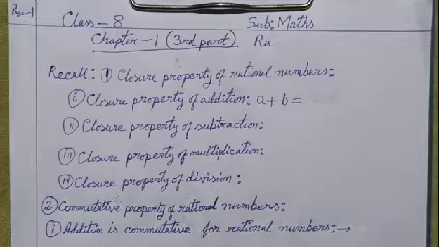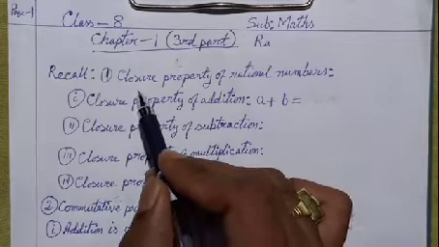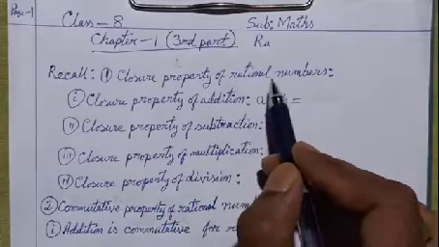Rational number. A rational number is a number which can be put in the form of p by q, where p and q are integers and q is not equal to 0. Next is properties of rational numbers. Number 1, closure property of rational numbers.